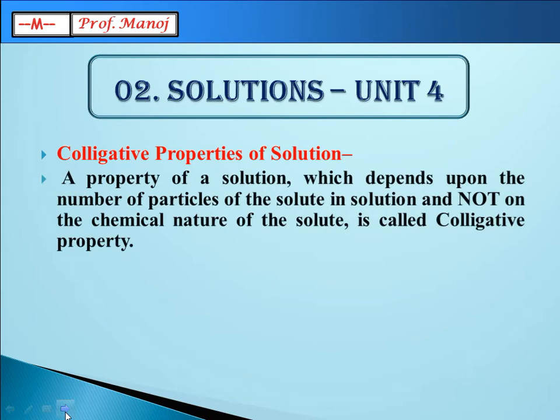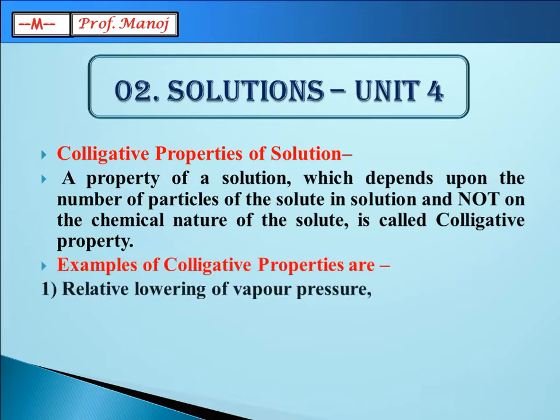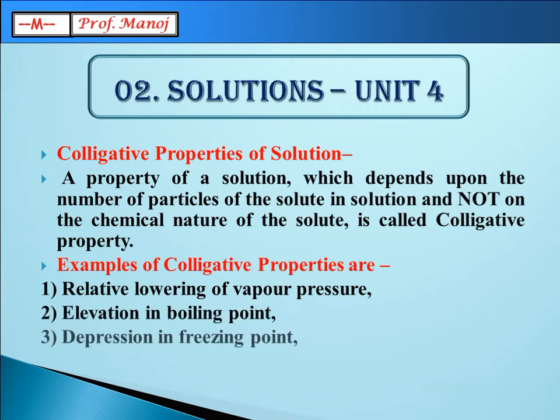Colligative property is that property of a solution which depends upon the number of particles of the solute in the solution and not on the chemical nature of the solute added. There are totally four examples of colligative properties. First, most important one, relative lowering of vapor pressure. Second is elevation in boiling point. Third, depression in freezing point. And fourth, osmotic pressure.